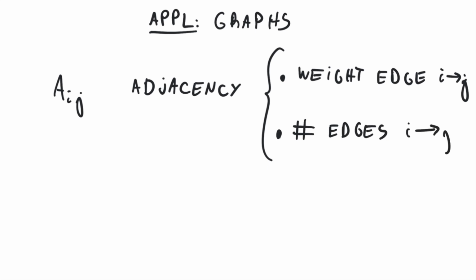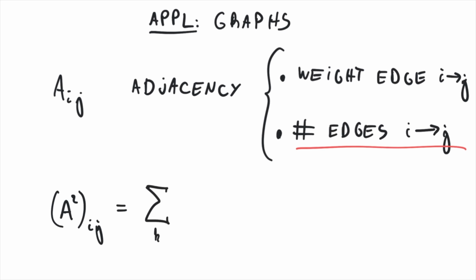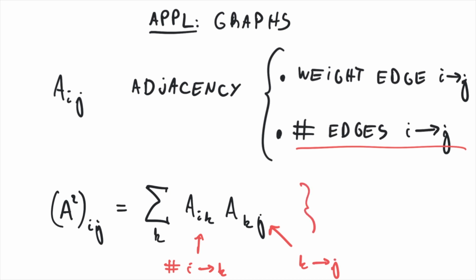from i to j. Now, in this last case, we can then see that if you compute the components of A squared, which is just the sum over k of Aik times Akj, then this is the number of edges from i to k, this is the number of edges from k to j, so the whole result is the number of paths with two edges, so length 2, from i to j.